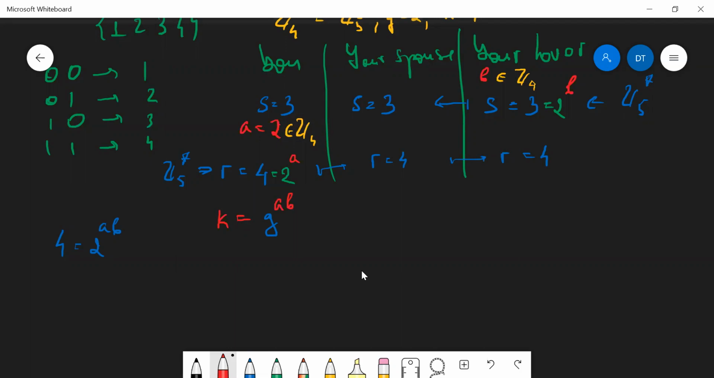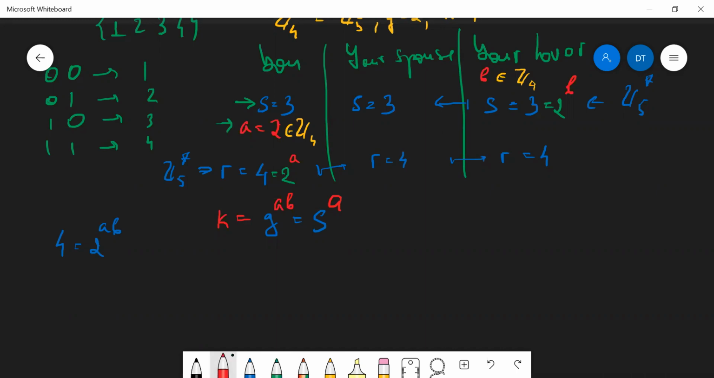Because you see, we don't know B. We know only S, but what is S? It's G to the power of B. So how do you get G to the power of AB if you know G to the power of B? Raise it to the power of A. Yep, so our private key is S to the power of A. So we take the public key of the other participant and raise it to the secret number A we have chosen.